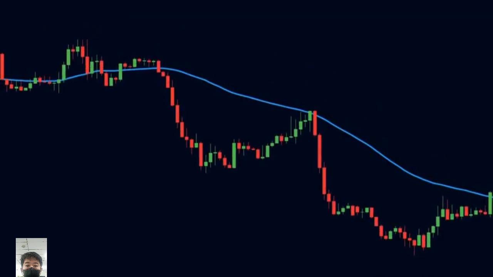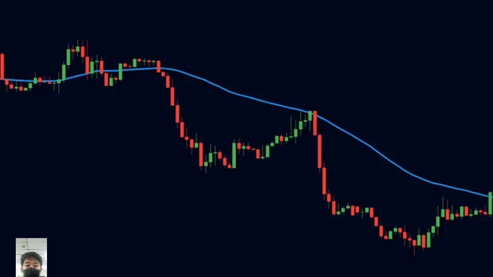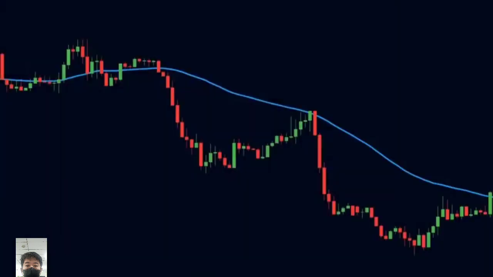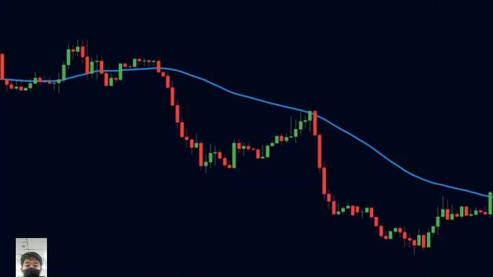On this chart, we can clearly see that the price was trading below the 50-period moving average. The moving average was also sloped downwards. Therefore, we can say that the price is in a downtrend. Now, in a downtrend, we will only look for selling opportunities. If we look closely, we see this impulsive move downwards.